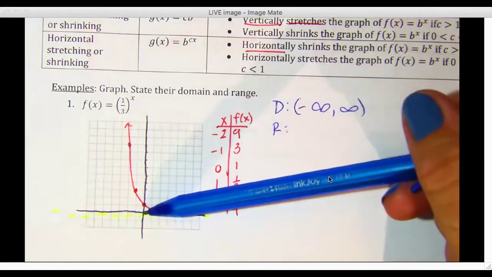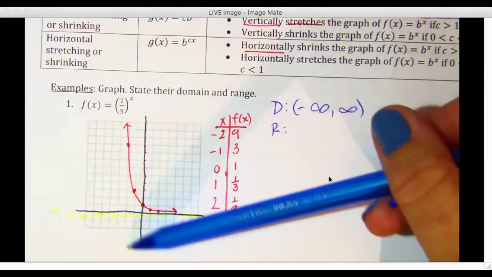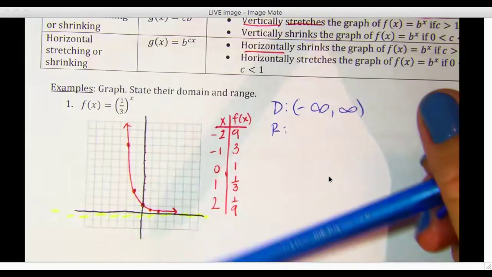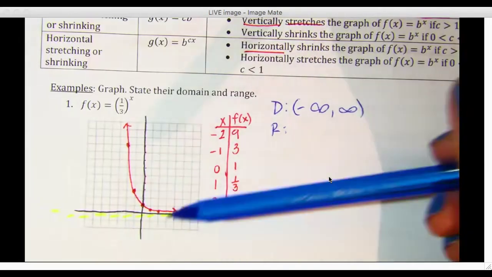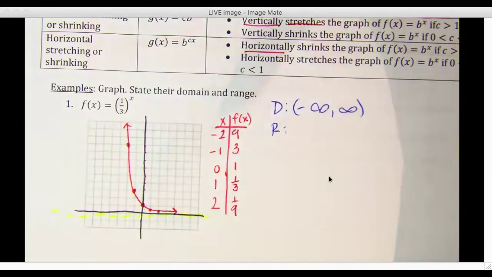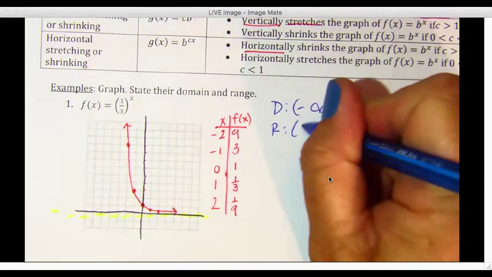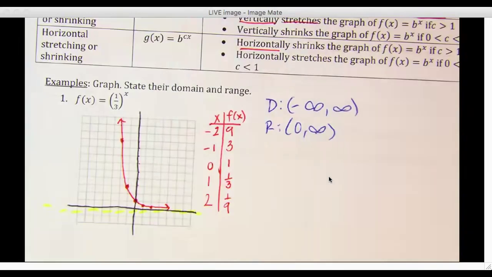But for the range, those y values, notice that I haven't even graphed anything down here. I made my x-axis super low because I have nothing going on down here. There's no function values below the x-axis. And so my range goes from 0 to infinity. Now it never actually touches 0. So my range is a parenthesis on 0 to infinity, not a bracket, because it does not equal 0. Okay, so that's the domain and range for that function.